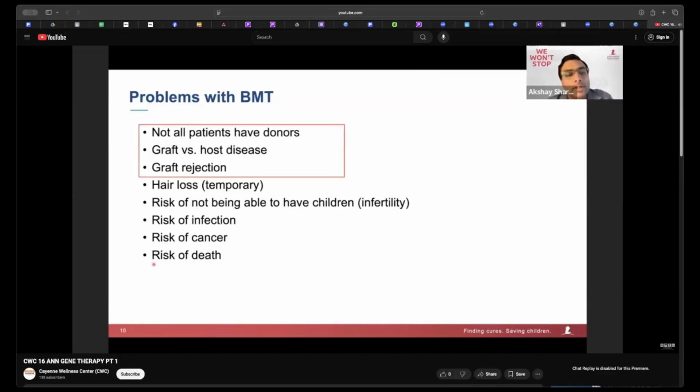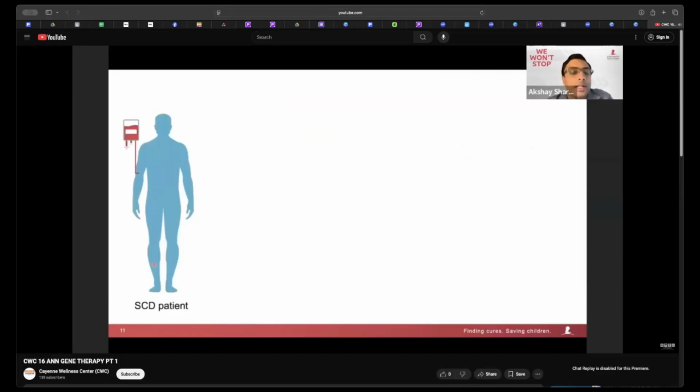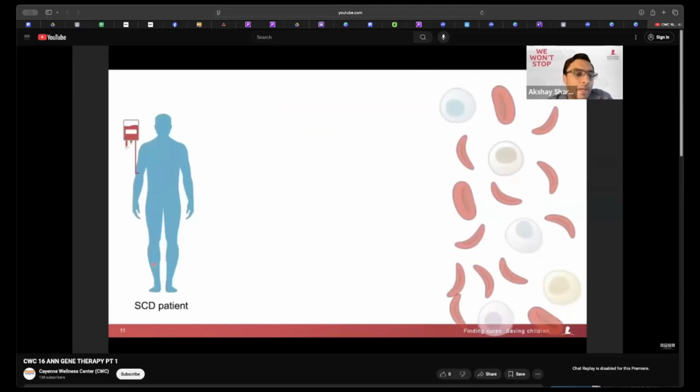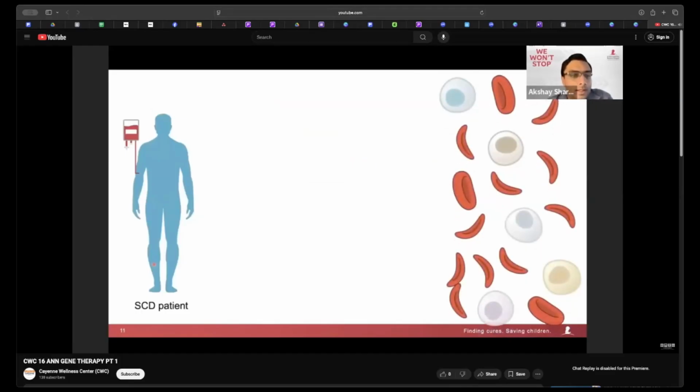Now, while we can't fix all of these problems, the first three problems over here, not having donors or the risk of graft versus host disease and graft rejection, we can address that if we use a person's own cells. And so that's where gene therapy comes in. So in gene therapy, once again, this is a person with sickle cell disease, and on the right side, this is what their blood looks like. You can see there are a lot of sickle cells.